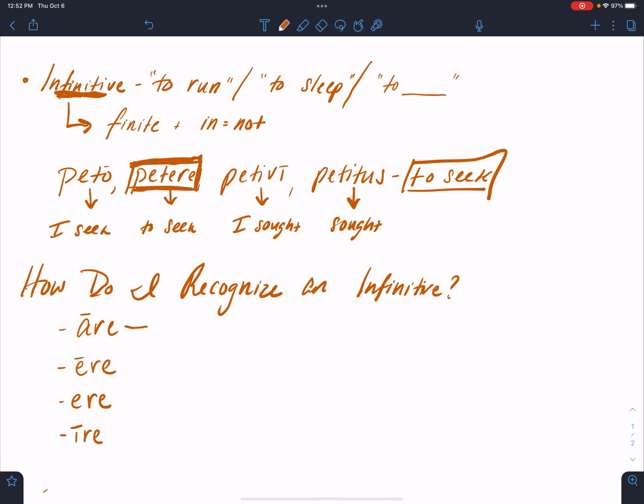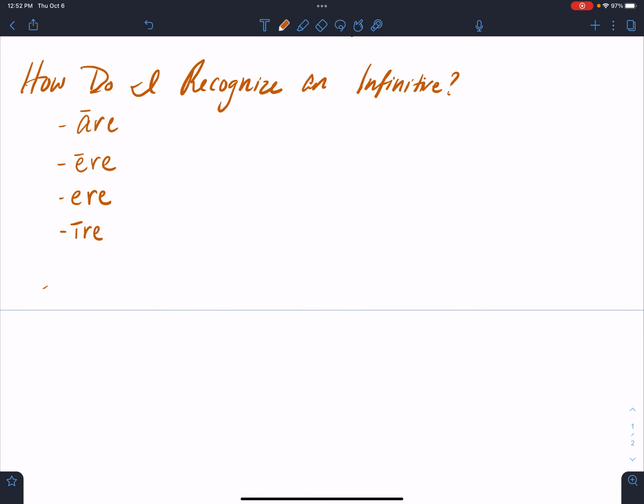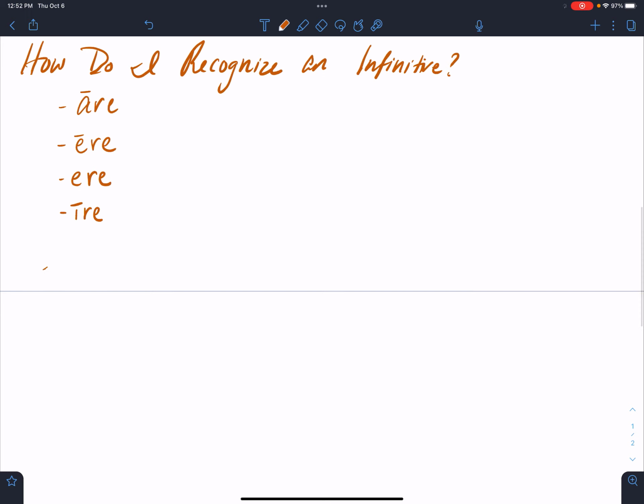Okay. Now, just to kind of give you some information. Actually, you know what? I won't do that. I don't want to overload. So that's how you recognize an infinitive. If it's a verb-like thing and it has one of those four endings. Okay? Now, how are they used? One common use of the infinitive is what we call complementary infinitives.